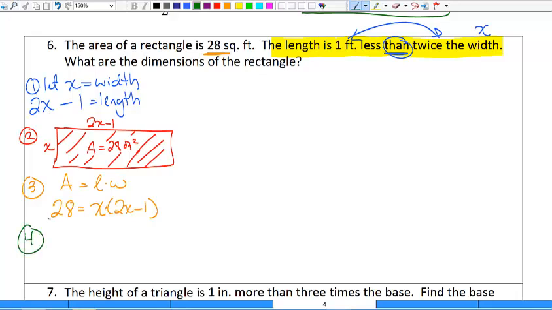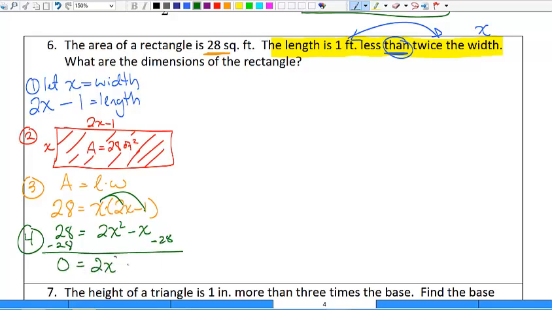Step 4 says to distribute and solve. So I have 2x squared minus x equals 28. I'm going to subtract 28 on both sides. And that gets me 0 equals 2x squared minus x minus 28.